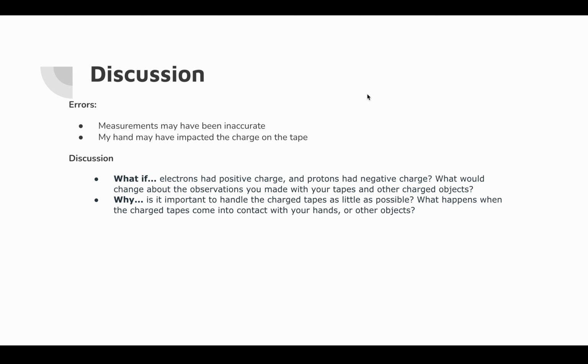And as far as the discussion goes, some possible errors might have been there. The measurements, like the charge or the length of the tape or the width of the tape, could have been a little inaccurate, and my hand itself may have impacted the charge on the tape. To answer the question, what if electrons had positive charge and protons had negative charge? What would change about the observations you made with your tape and other charged objects? I don't think any of the observations I made would change because at the end of the day, opposites attract and likes repel.